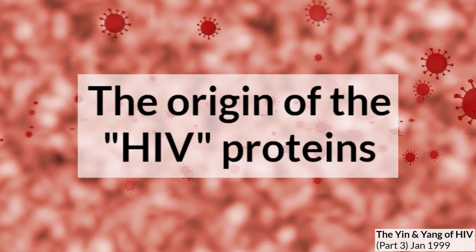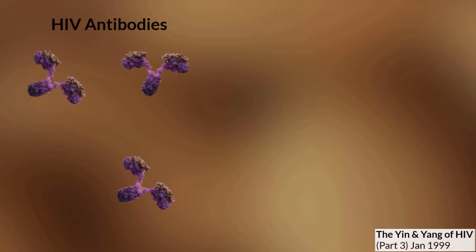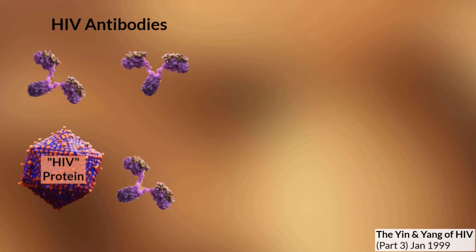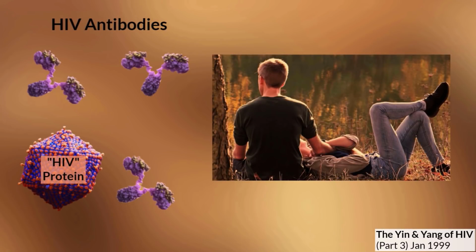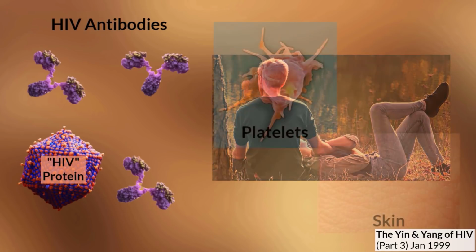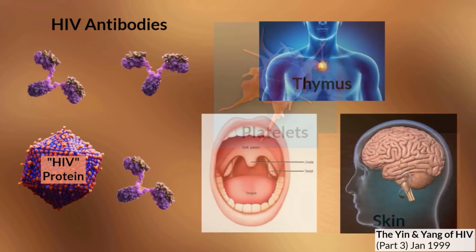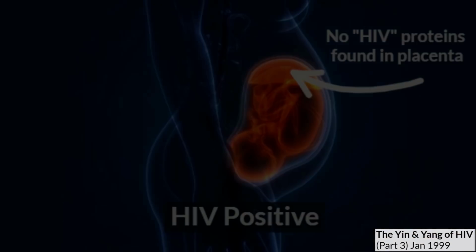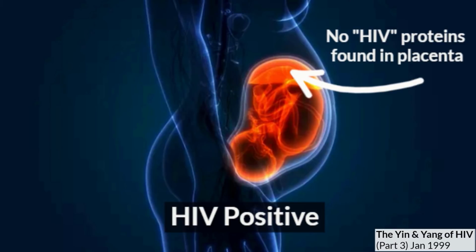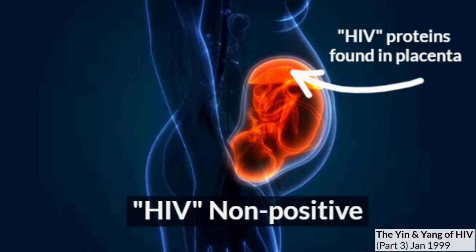The origin of the HIV proteins. According to Eleopulos and her colleagues, all data presented to date are consistent with the HIV proteins being cellular. Using HIV antibodies as probes, HIV proteins have been identified in the tissues of persistently HIV-negative, healthy individuals, including in blood platelet and skin cells, thymus, tonsil, and brain. As a mark of the bewildering status of the HIV theory, while HIV proteins could not be found in the placentas of 75 HIV-positive pregnant women, they could be found in the placentas of 25 healthy HIV-negative women.